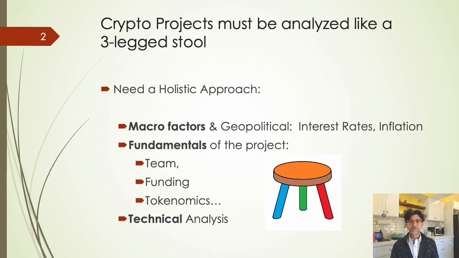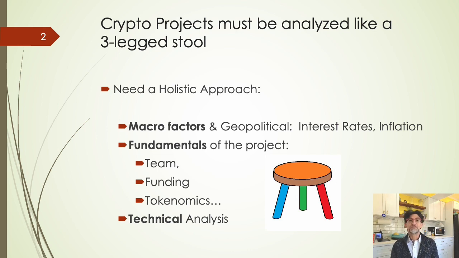So crypto projects must be analyzed like a three-legged stool. You need a holistic, transversal approach. I talked about this before, so I'll talk about it quickly now. First of all, you need to look at macro factors. What's happening here? What's happening there across the world? What's happening with banks, Silicon Valley Bank, Silvergate, Signature, First Republic? All that comes into play.